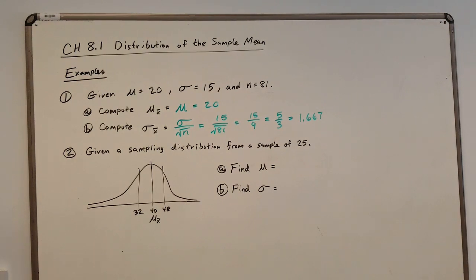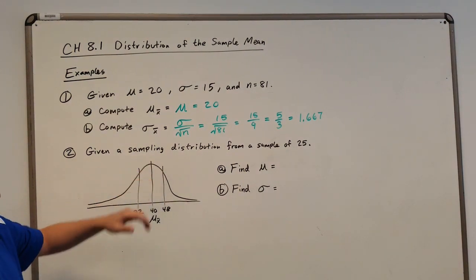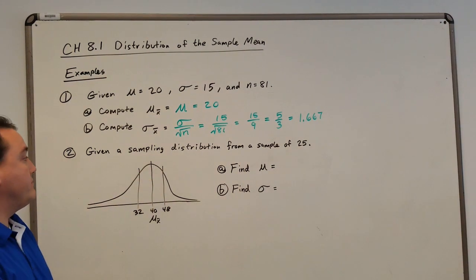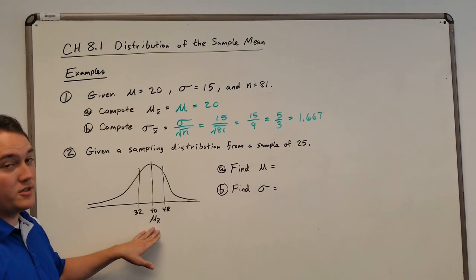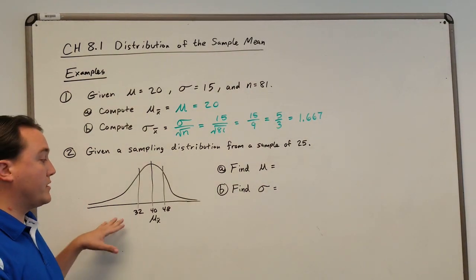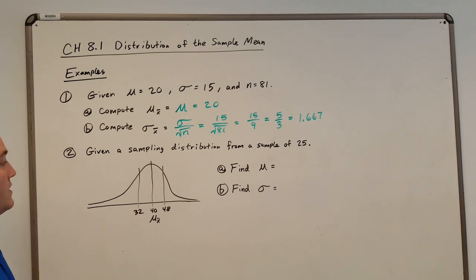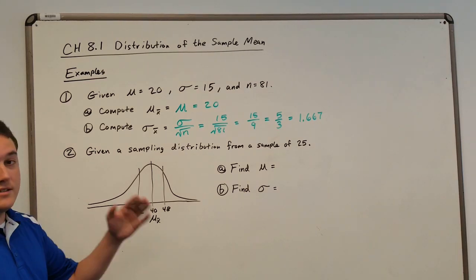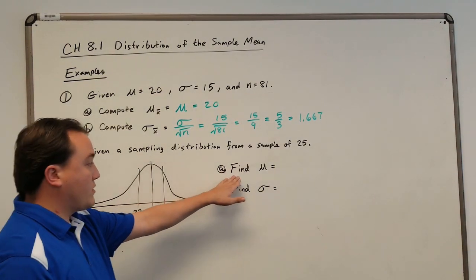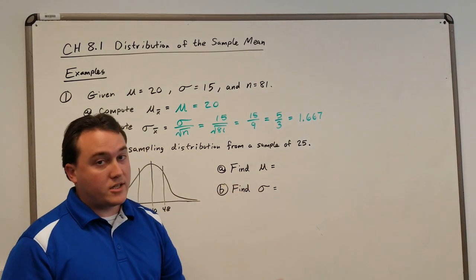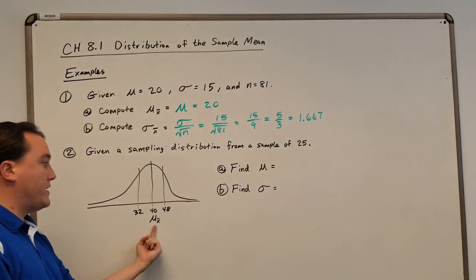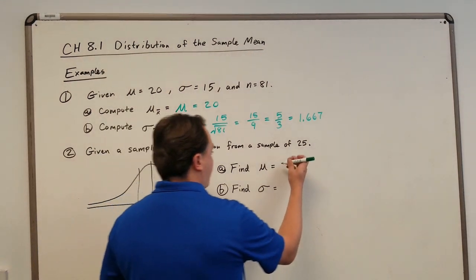These questions do get harder, and they will. Given a sampling distribution from a sample of 25, so here's our sampling distribution. This is not the actual population, this is just a sample, which can be extended to the population. So we're going to find the mean of the population. We don't know that, but it is right here because they're the same number. So that's just 40.